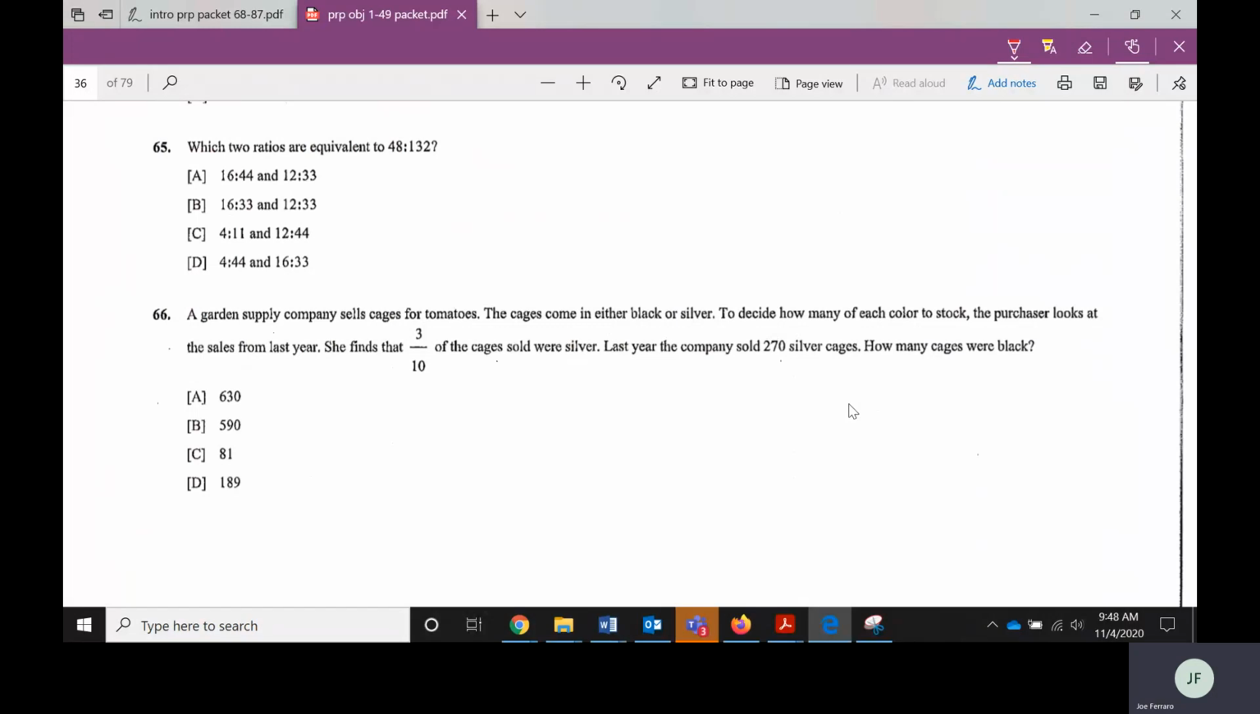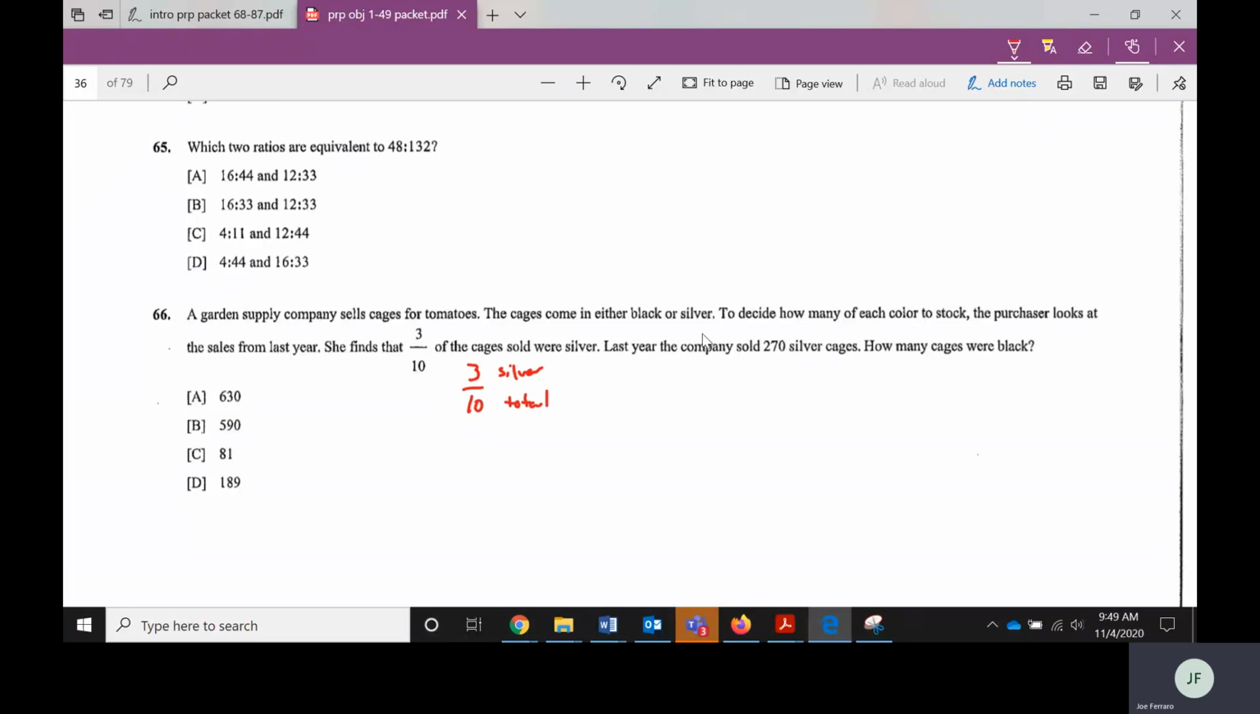Okay. So now one of the problems with this one is some people look at this and they say, oh, well, there's only 2 numbers. We have 3/10 and we have 270. Well, the key here is it says 3/10 of the cages sold were silver. So what that actually means is if 3/10 of the cages sold were silver, that means there was 3 silver when you sell 10 total. So we actually do have 2 numbers here. It's a ratio just set up differently. Instead of writing out 3 to 10, it's 3 silver when there's 10 total.